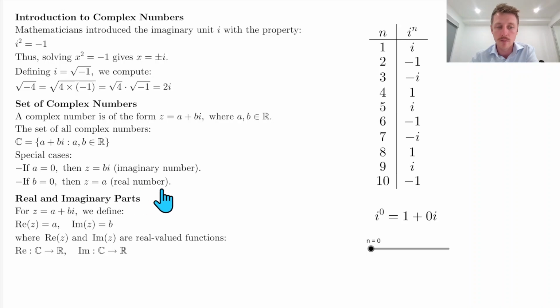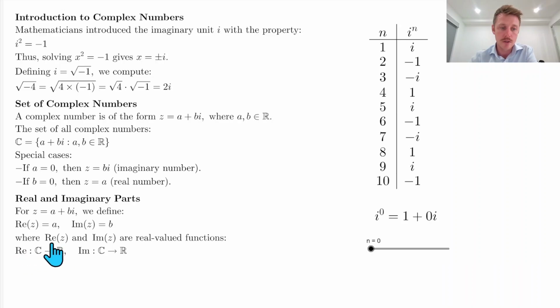So then we just get a real number, so our normal rules of algebra apply there. For z equals a plus bi, we define the real part of z to be equal to a. So Re(z) is a function that just outputs the real component of the complex number, and Im(z) just outputs the imaginary component of the complex number. But it outputs only the coefficient, right? It just outputs the value of b, the coefficient of the imaginary unit.